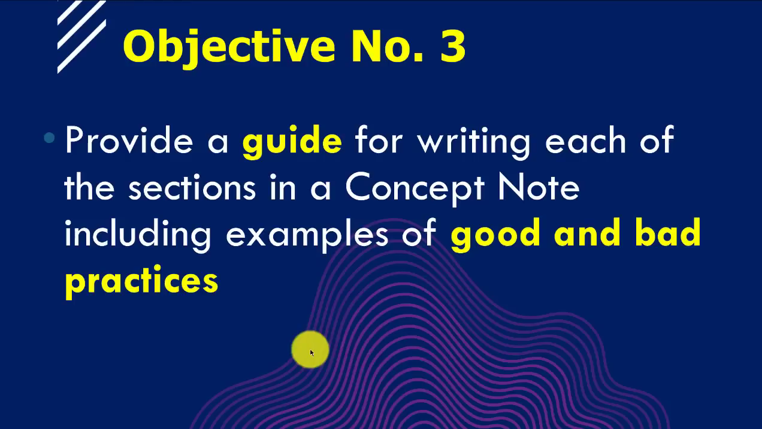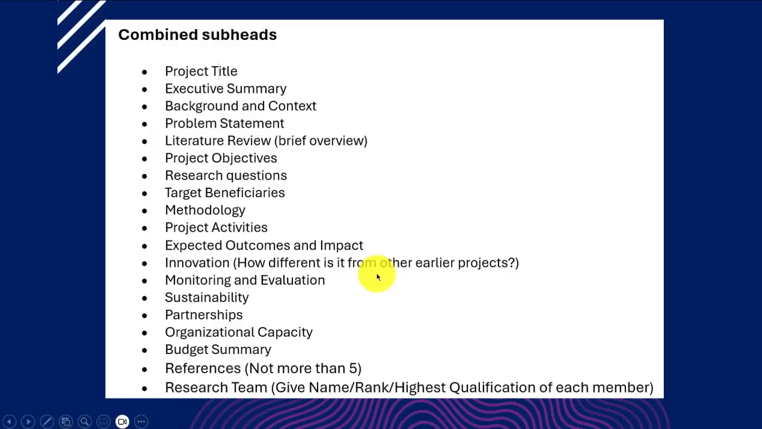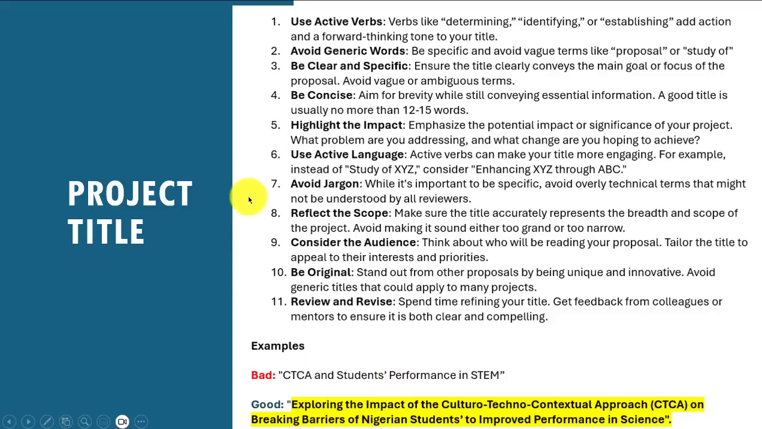Okay, welcome back from the break, and we're going to take on our third and final objective for this lesson. And what is that? It is to provide a guide for writing each of the sections in the concept note, including examples of good and bad practice. So what this means is that we're going to tell you about the project title, summary, background, context, problem statement, all the way to the research team, and give you a guide on how you will write each. So let's take the first one.